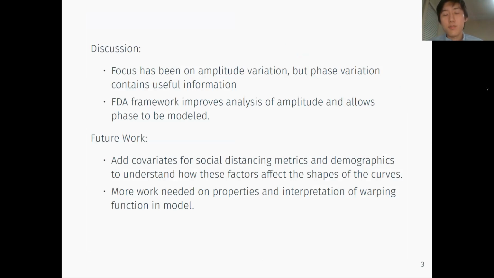And a lot of focus has been mainly on the severity of these outbreaks, but this FDA framework provides two improvements to COVID-19 modeling, which is allowing for improved analysis of the amplitude, but also joint analysis and modeling of the phase components. So we can add covariates like social distancing metrics and demographics to understand how these factors affect not only the shape, but also the severity and timing of these curves. And more work needs to be done on understanding the properties of these warping functions so that we can properly include them and interpret them in our models.